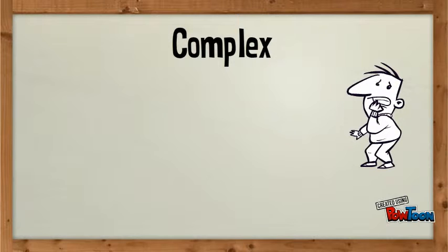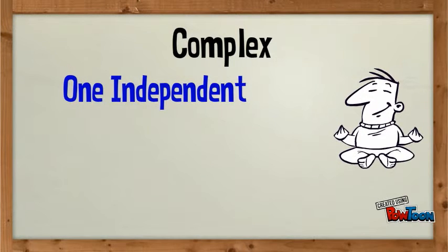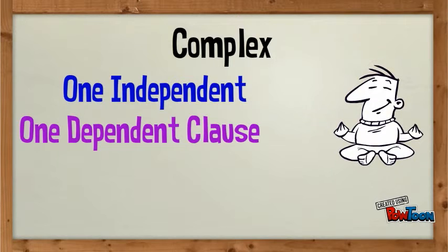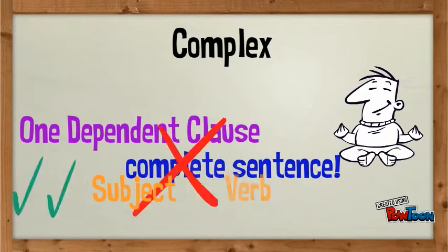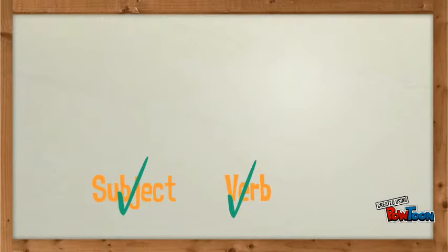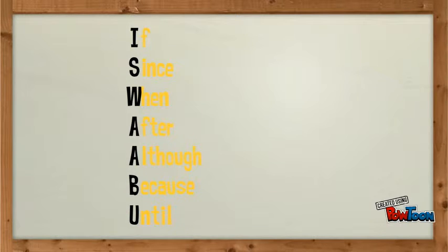The complex sentence structure has one independent clause and at least one dependent clause. Remember, the dependent clause is not a complete sentence. It does still have a subject and a verb. The dependent clause usually starts with a subordinating conjunction. Here's another device to help you remember the 7 subordinating conjunctions. I swap you. It stands for if, since, when, after, although, because, until.